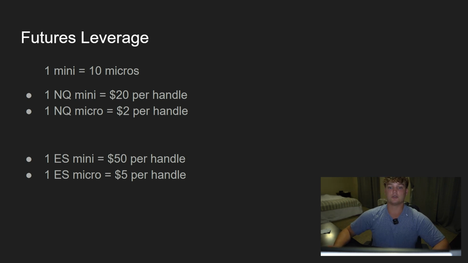1 NQ micro is $2 per handle. So as you can see, 10 micros is 1 mini. If you can do the math there, that is 10 micros at $2 per handle. That's $20 per 1 mini handle. And ES is the exact same, except 1 ES mini is $50 per handle and 1 ES micro is $5 per handle.